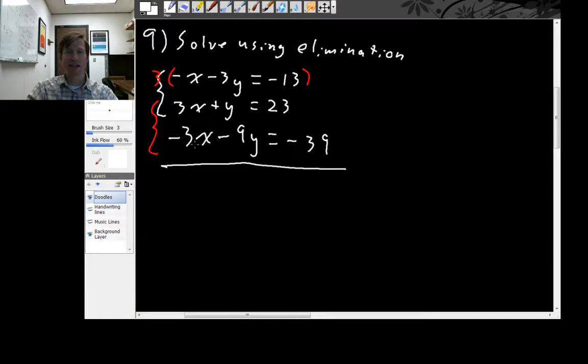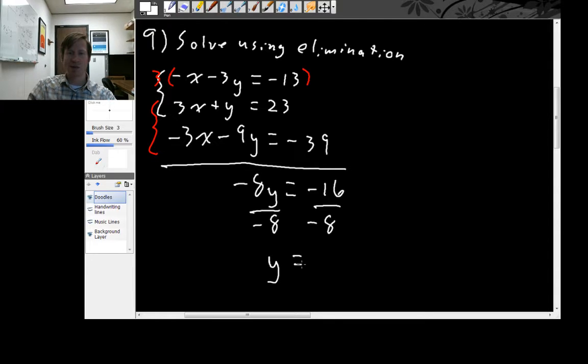And when we add them together, the x's cancel, which was the whole point. And the y's, y minus 9y, is negative 8y. And then 23 minus 39 is going to be negative 16. Now we can finish solving for y by dividing by negative 8. And that gives us y equals 2.